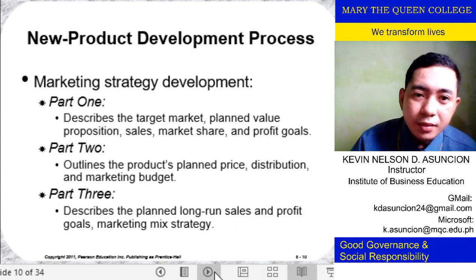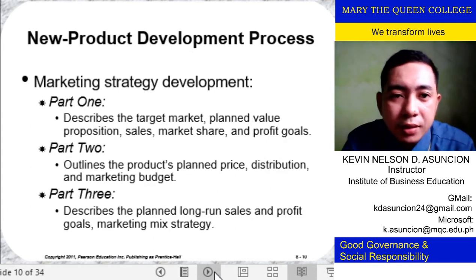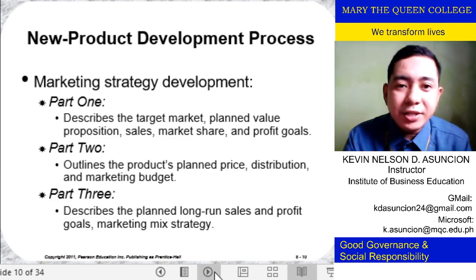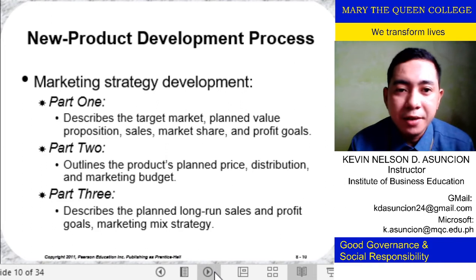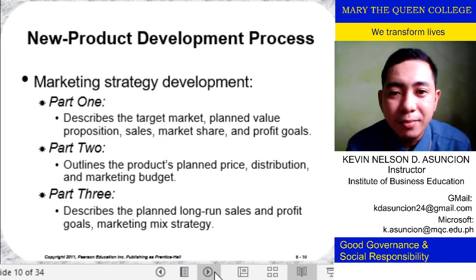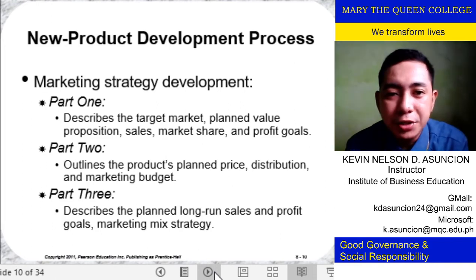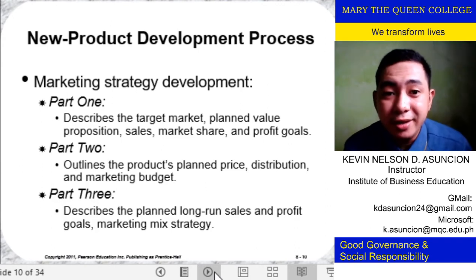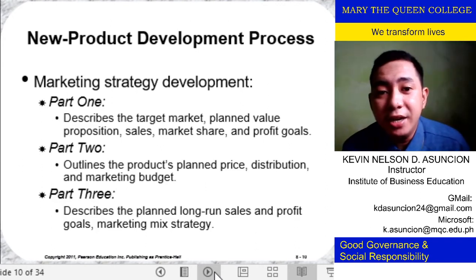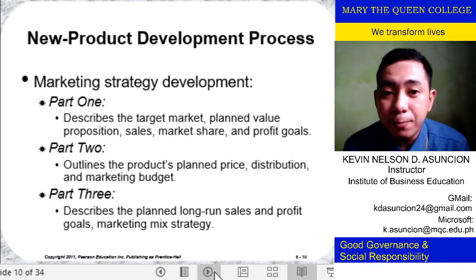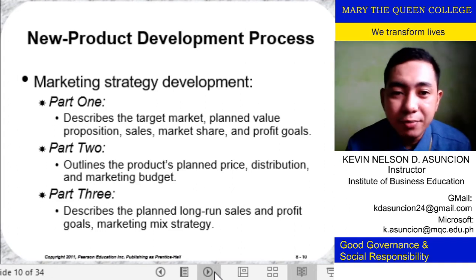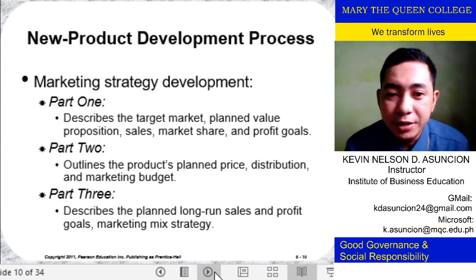Okay. And your marketing strategy development has three parts. So please look at this. Part 1 is to describe the target market, the planned value proposition, and the sales, market share, and profit goals. So internal yan. Generally, what does the company want? Part 2 outlines the product's planned price, distribution, and the marketing budget.